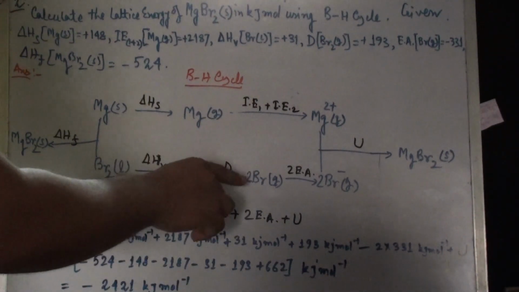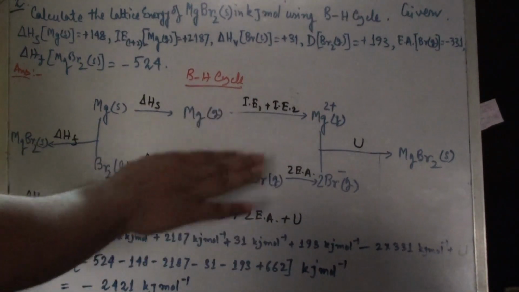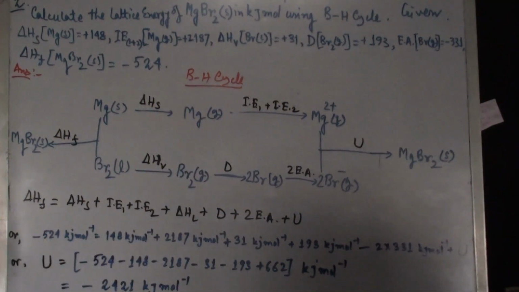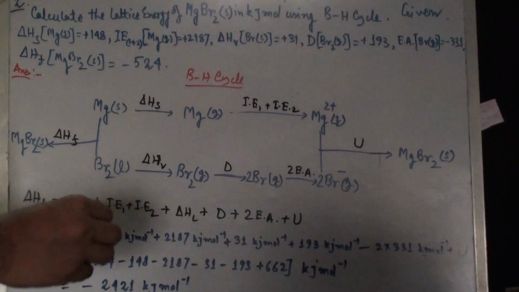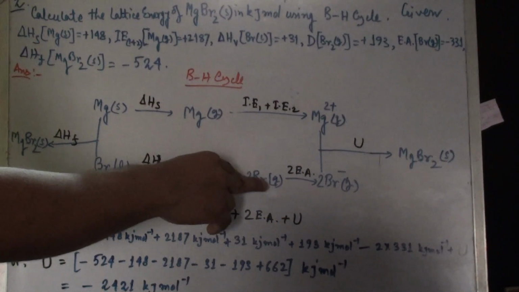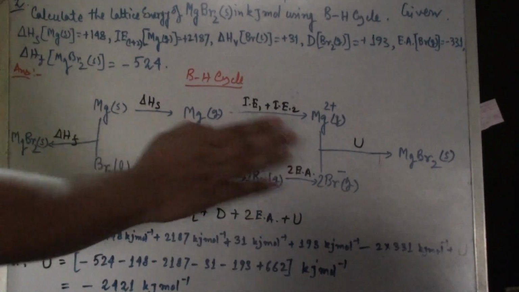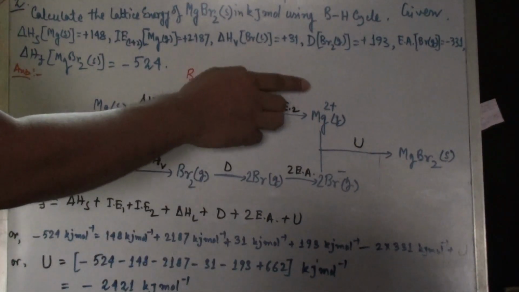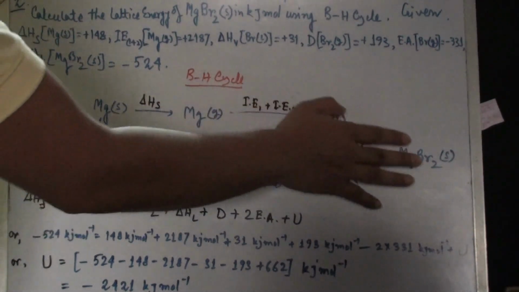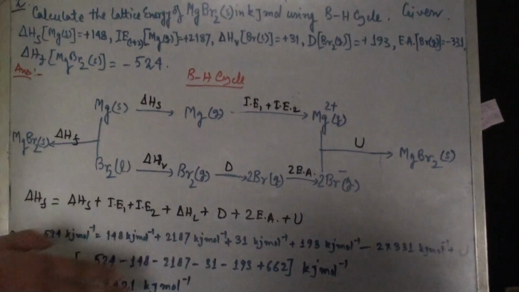After that, the bromine atom goes to Br minus ion in gaseous state. This process, as we know, is called electron affinity, where one electron is added to the valence shell of bromine from outside and some energy is released. Here 2 atoms of bromine get 1 electron each, producing 2 Br minus ions, so 2 electron affinity is required. Now if we combine magnesium 2 plus with 2 Br minus ions in gaseous state, we get magnesium bromide as solid lattice. The energy involved in this process is called lattice energy.